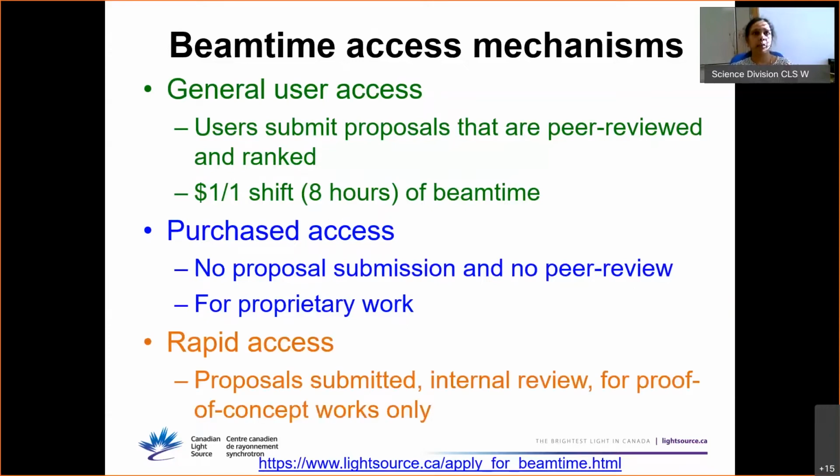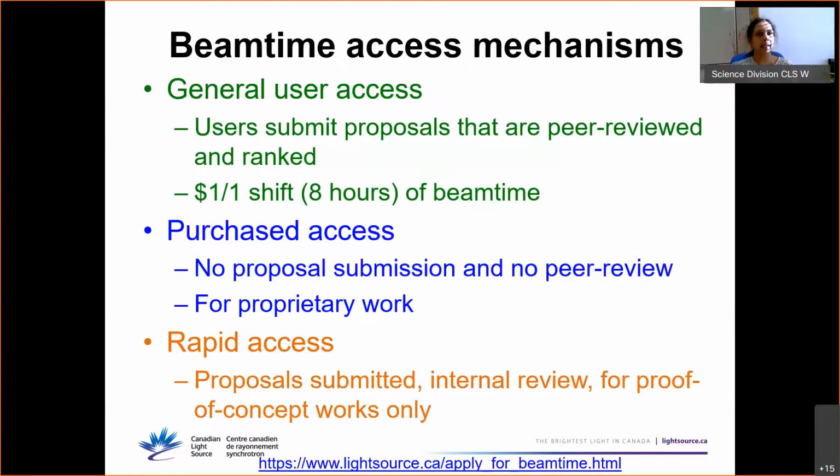So the general user access is only open twice a year, right? Right now it's open in February and the next call will be in August. So it's a long wait time. You need to write a proposal and wait for your beam time. When you are writing a proposal now, in February, your beam time will be awarded sometime between June to December this year. So it's a long wait time.